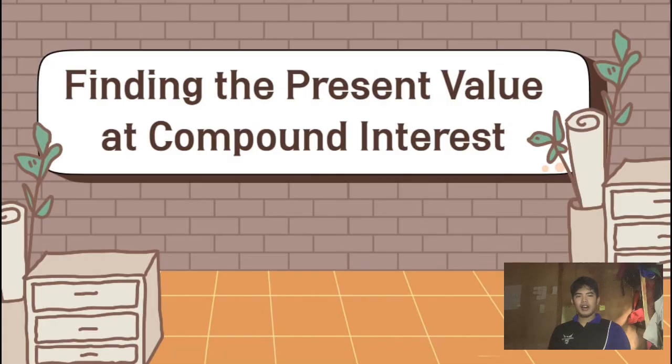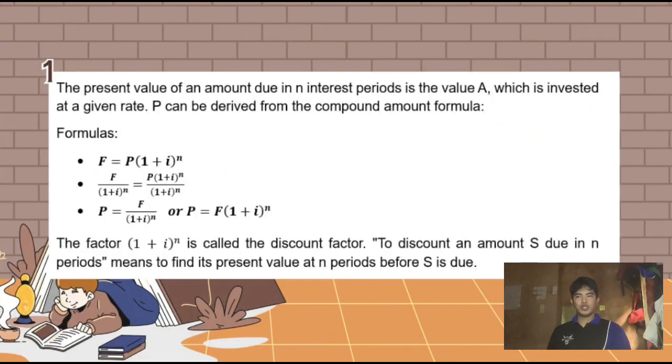Next, we have finding the present value at compound interest. The present value of an amount due in N interest periods is the value P, which is invested at a given rate. P can be derived from the compound amount formula. So we have here the compound formula, F is equal to P times 1 plus I to the power of N, and P is equal to F over 1 plus I to the power of N, or P is equal to F times 1 plus I to the power of negative N.